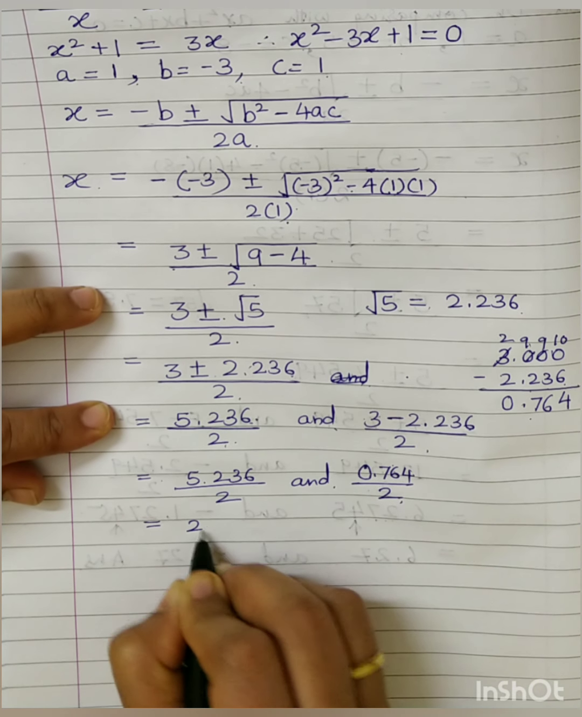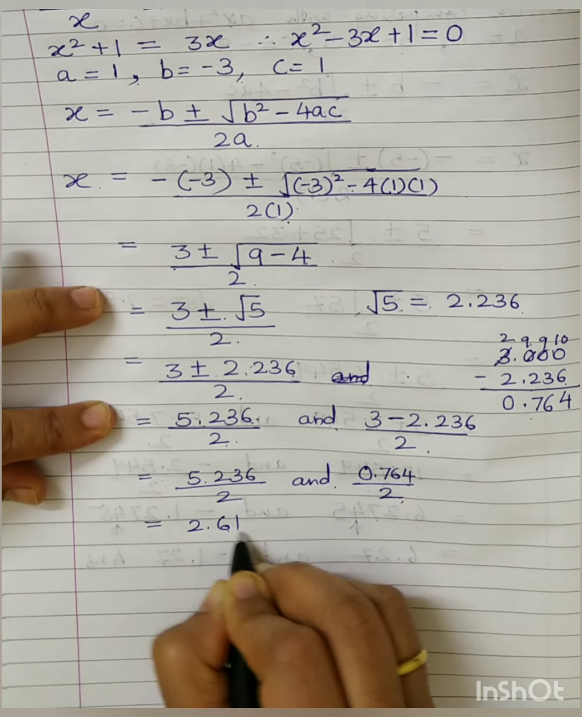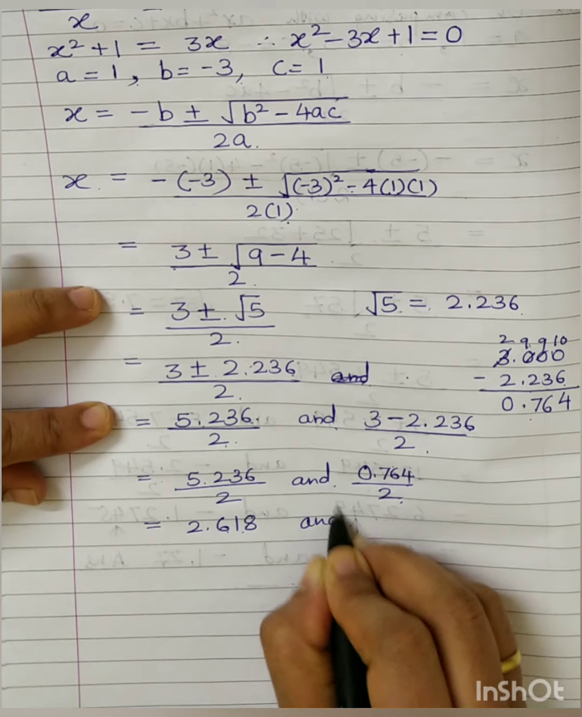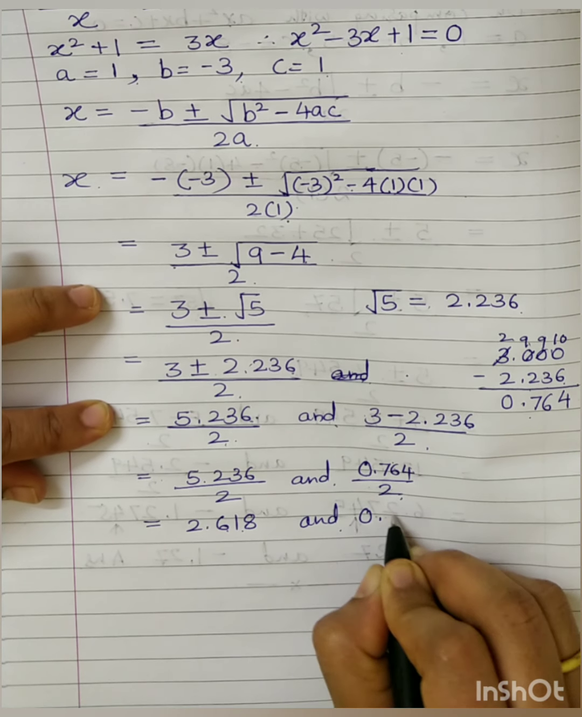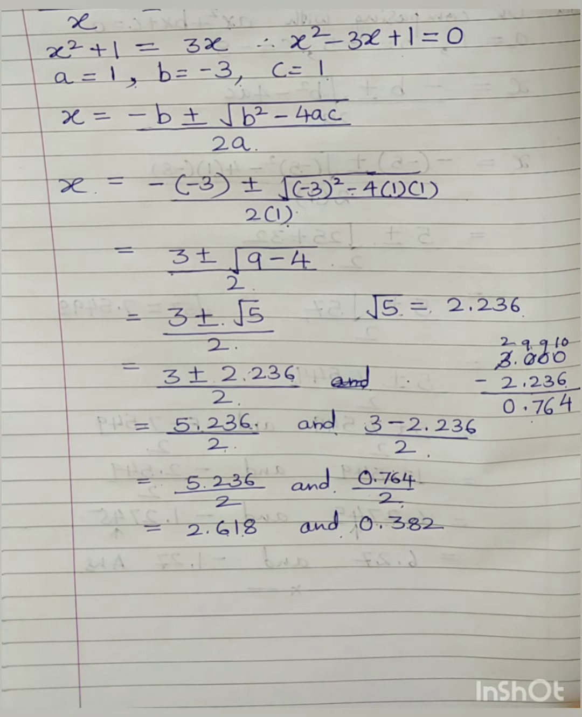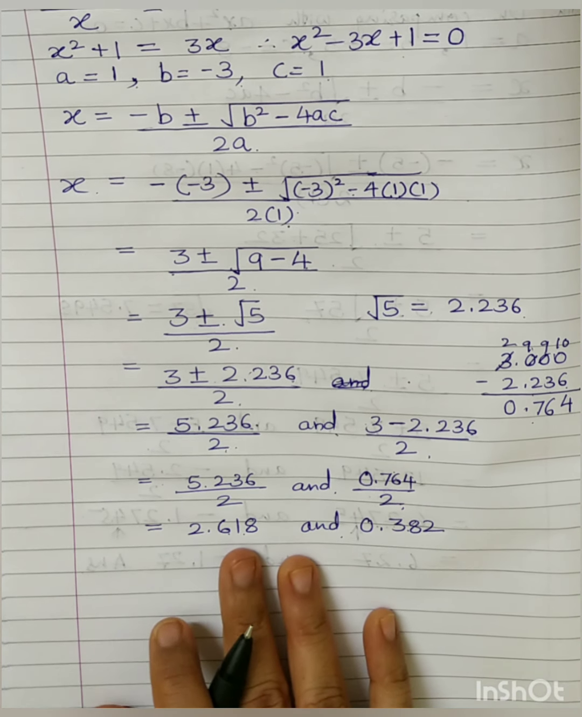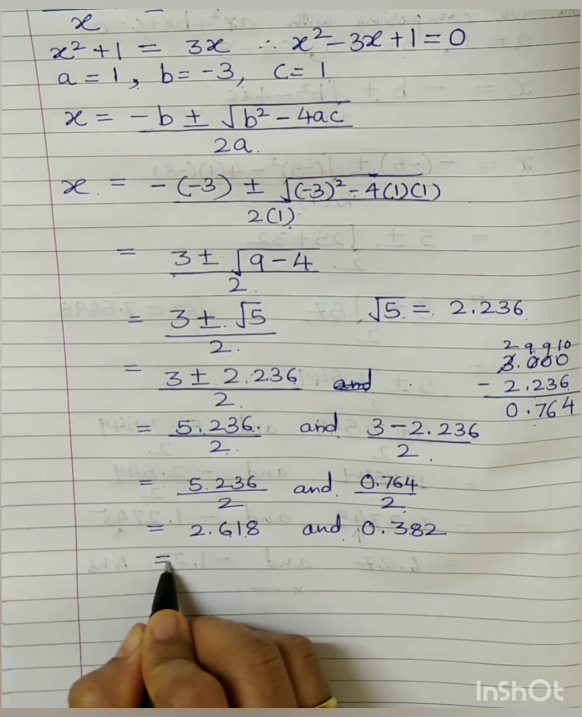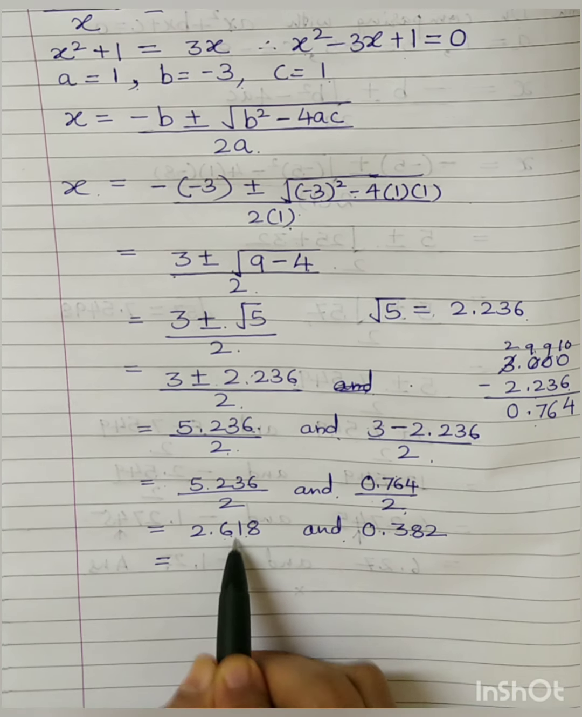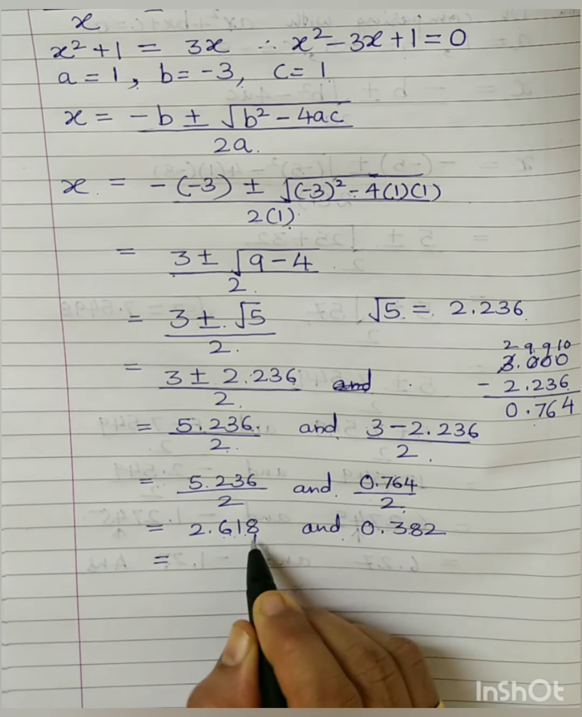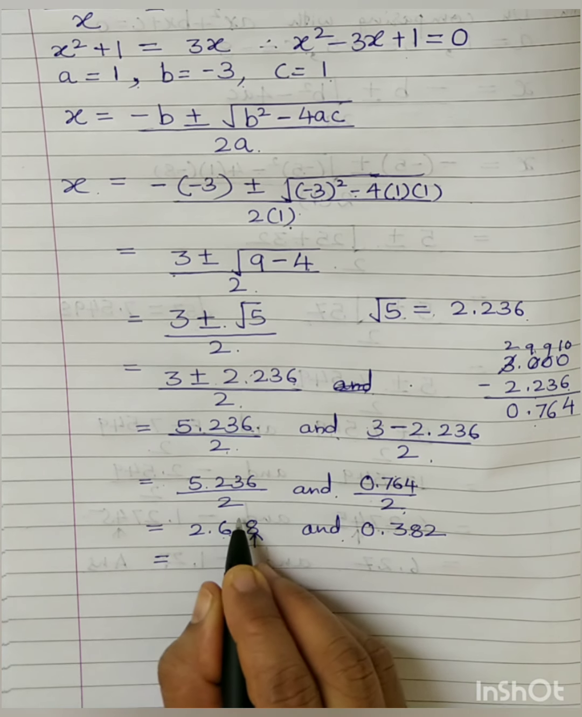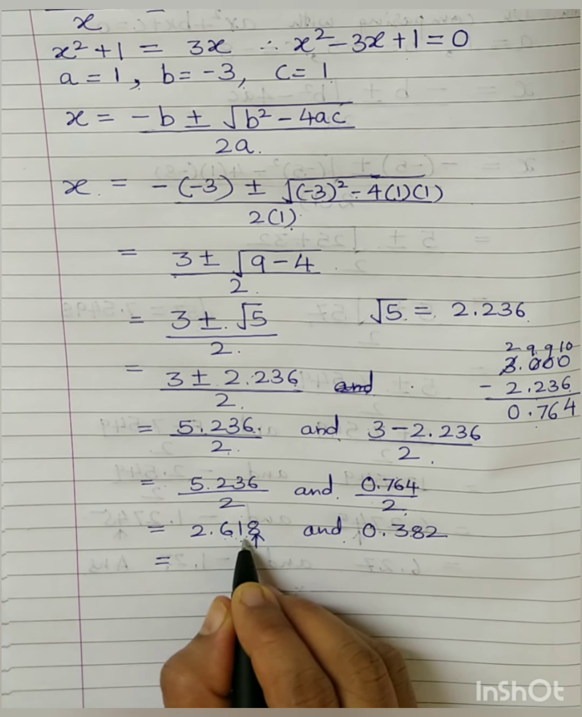Now divide. 2 2s are 4, 2 6s are 12, 2 1s are 2, and 2 8s are 16. What is the second answer here? 0.382. Now this answer is obtained, and I repeat, we need to give the answer till 2 places of decimal, right? So here 1, 2. Observe the third place. What is the number here? 8, which is greater than 5. So what will happen? This 1 will be increased by 1, right?